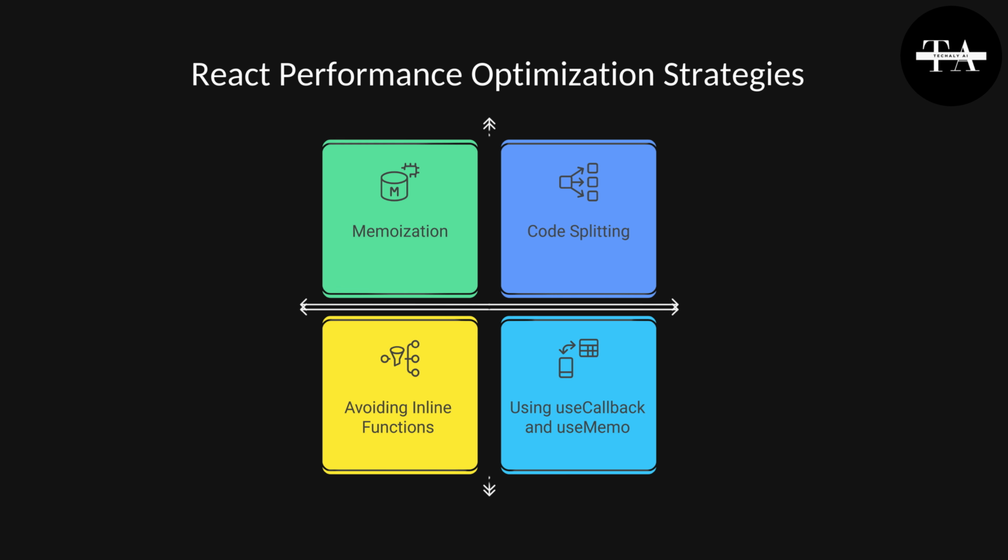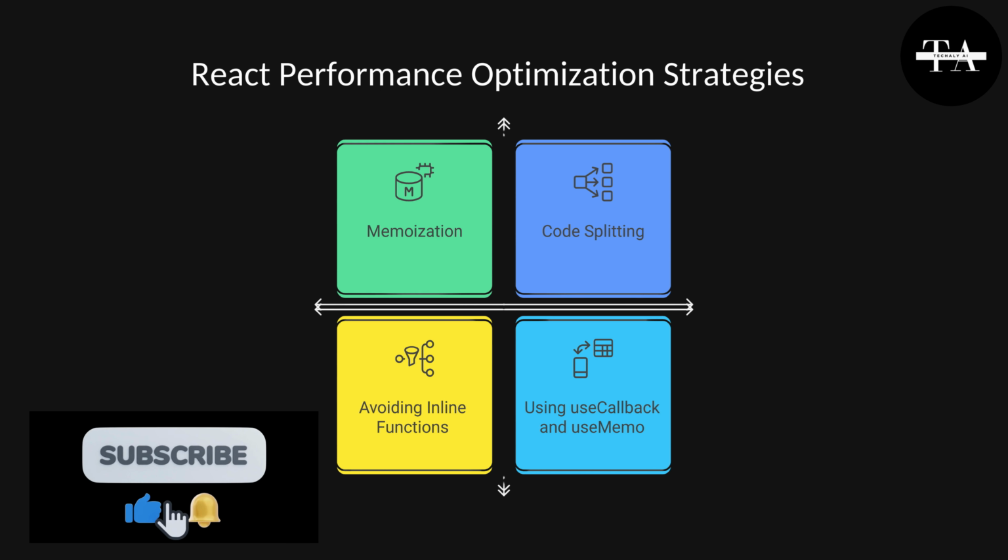Code splitting. Implementing lazy loading of components using React.lazy and Suspense. Avoiding inline functions. Defining functions outside of render methods to prevent recreation on each render. Using the useCallback and useMemo hooks to memoize functions and values, respectively.